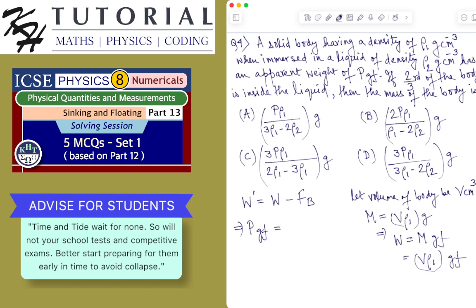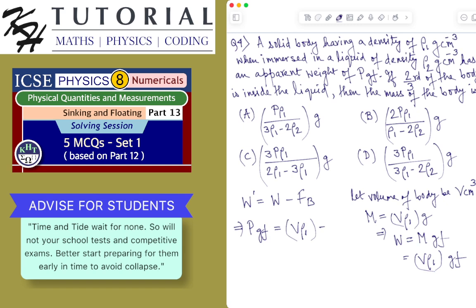Okay. So in the equation, W dash is equal to W minus FB, where FB is the buoyant force acting on the body, W is the weight of the body in the air, and W dash is the apparent weight of the body when it is immersed in the liquid. W we have is V rho 1, and what will be FB, the buoyant force?